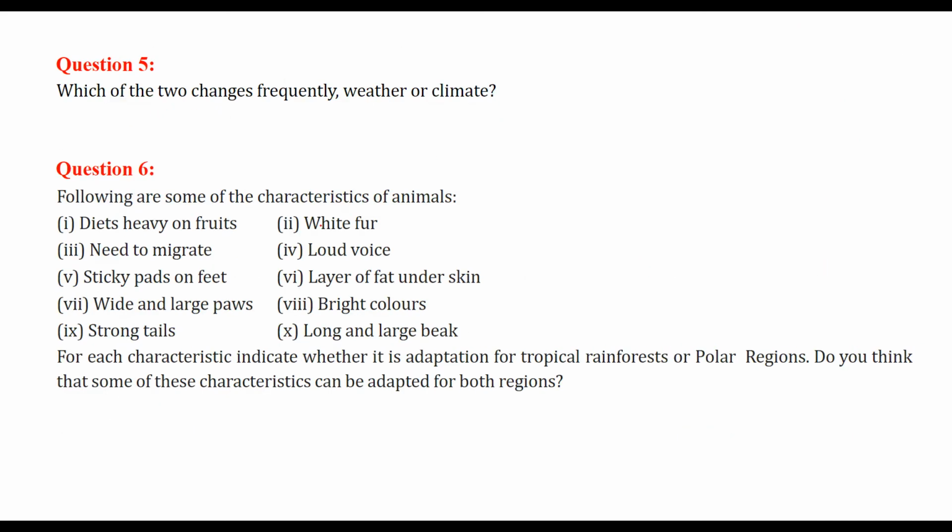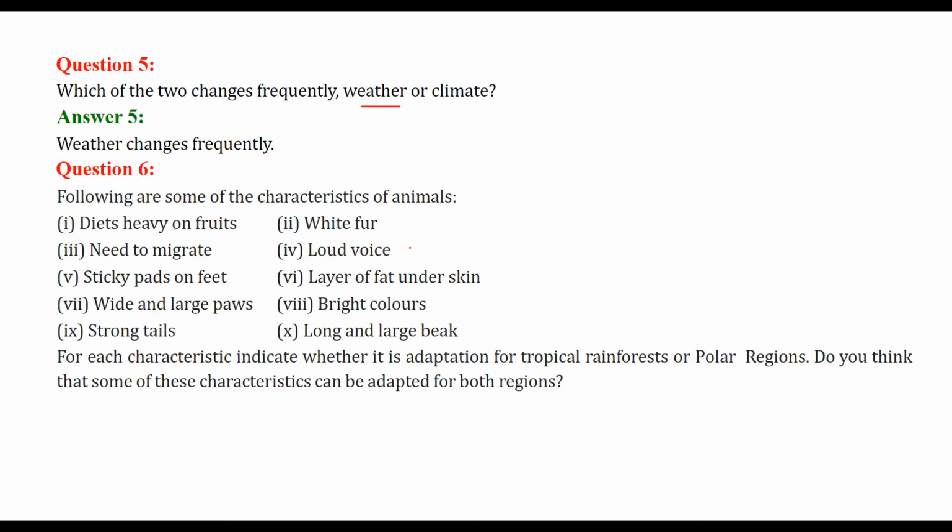Which of the two changes frequently, weather or climate? See, weather is that thing which changes frequently. You say, I have a cold because the weather is changing. You don't say the climate is changing, because climate is a combination of all these, temperature, humidity, and then it makes a proper climate. Following are some of the characteristics of animal.